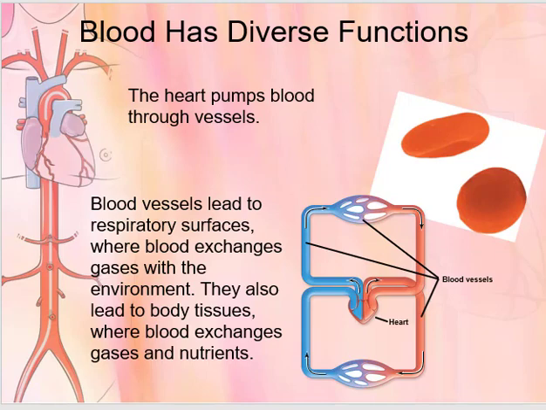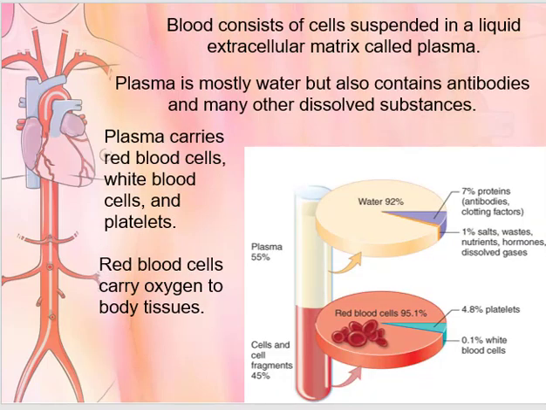Blood vessels lead to the respiratory surfaces where blood exchanges gases with the environment. They also lead to body tissues where blood exchanges gases and nutrients. Blood consists of cells suspended in a liquid extracellular matrix called plasma. Plasma is mostly water, but also contains antibodies and many other dissolved substances. Plasma carries red blood cells, white blood cells, and platelets.